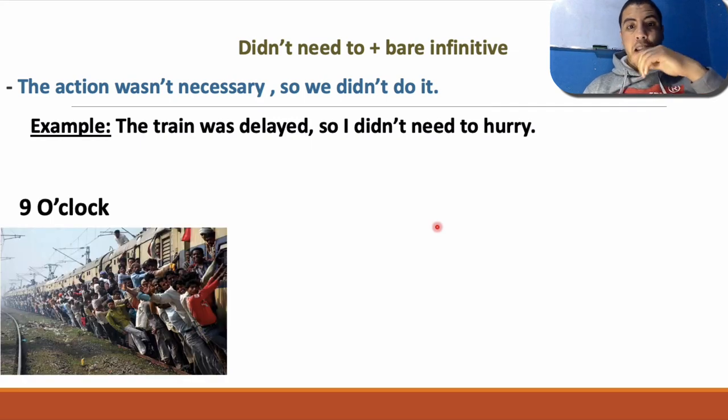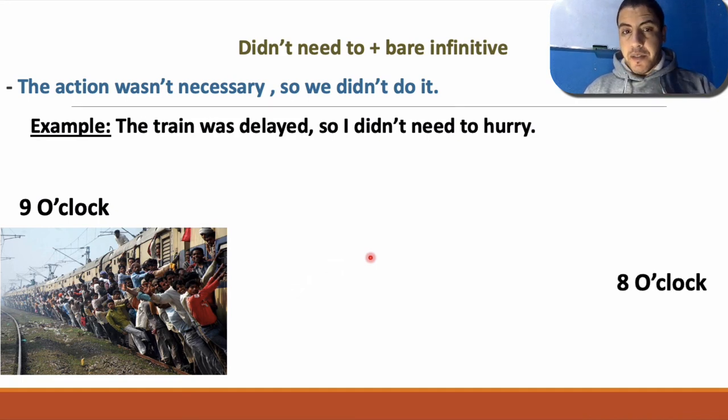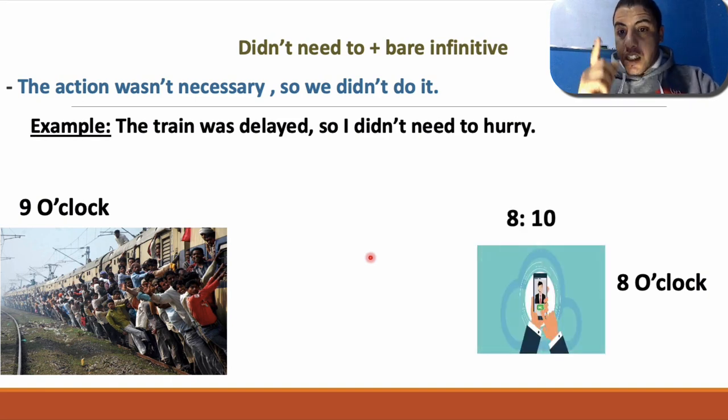Example, let's suppose that I have a train at 9 o'clock. So at 9 o'clock, I have a train because I'm going to travel again by what? By a train. Good. I woke up at 8 o'clock. So at 8 o'clock, I woke up, and what again? It is too late for me. And I wanted to hurry because it is too late. But at 8:10, my friend called me.